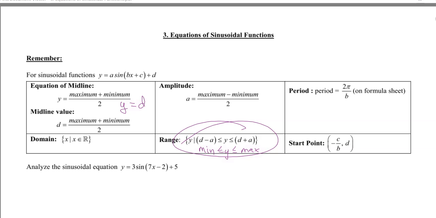From the equation, you've got b, and you get the period. Period is 2 pi divided by b. That's on the formula sheet. If it's an exact value, then we're just going to do a reduced fraction. So if you had 2 pi over 10, that would reduce to pi over 5. If they ask for it as a decimal, 2 pi over 10 would be 0.63.